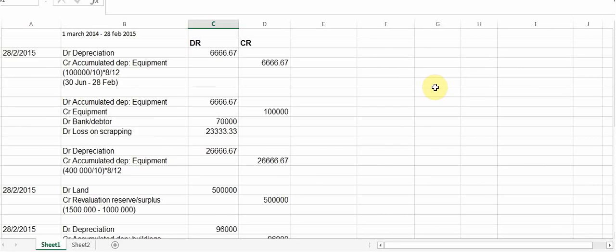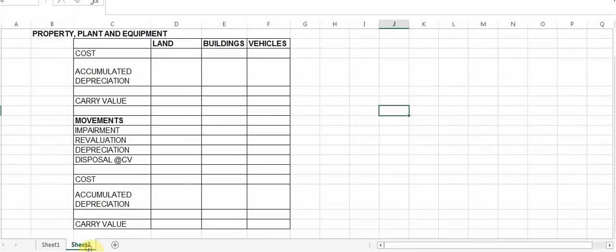Note 1 to 4. Right, then the next required part states that we now need to do the PPE note. So we need to do land, buildings, and vehicles. Right, so I'm going to start with land. Relatively simple. They've given you the cost price of 1 million rand. It's not depreciated, and therefore the carry value is equal to the cost.